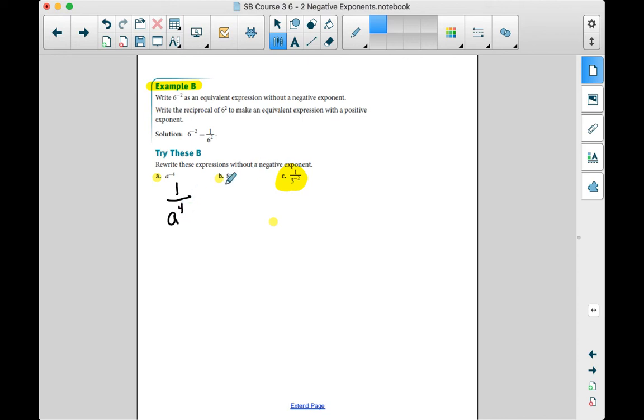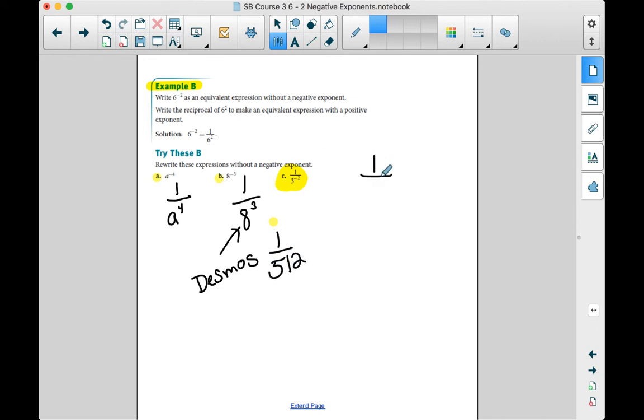8 to the negative third would be 1 over 8 to the third, and you could put that part right there into Desmos if you really wanted to simplify it, and you would see that 8 to the third, let me calculate that real quick, so 8 times 8 times 8, is an equivalent expression, written as 1 over 512. Okay, so now let's look at this here.